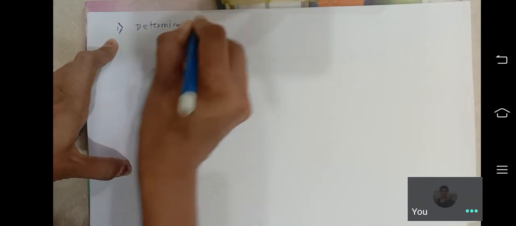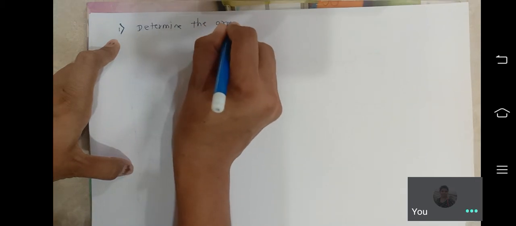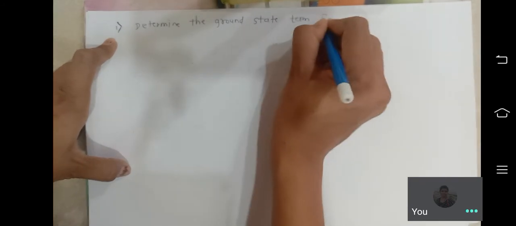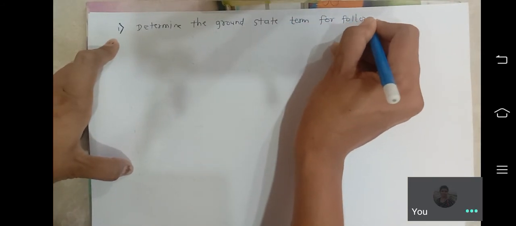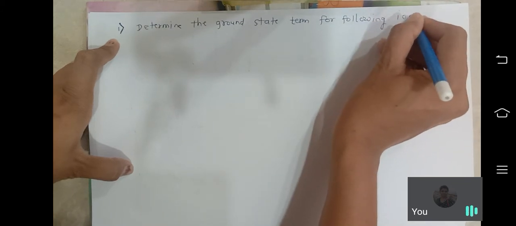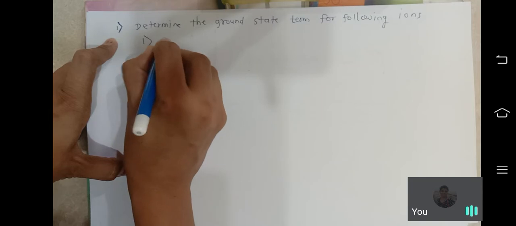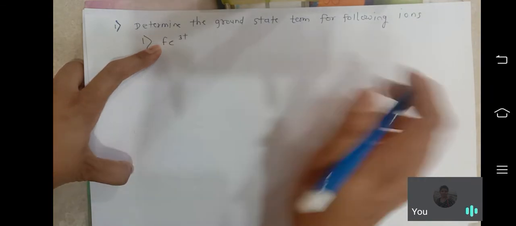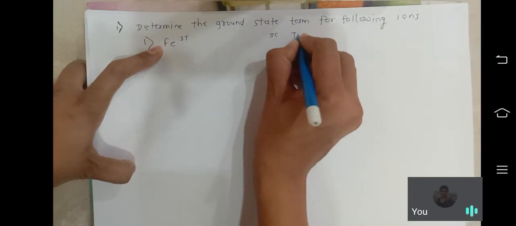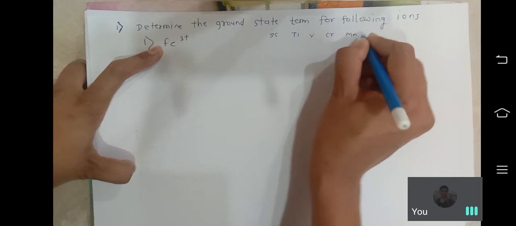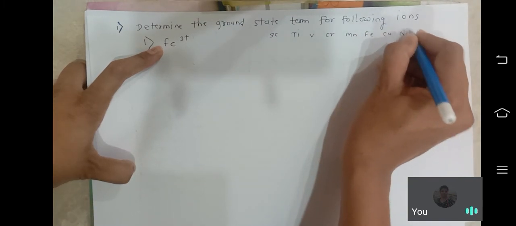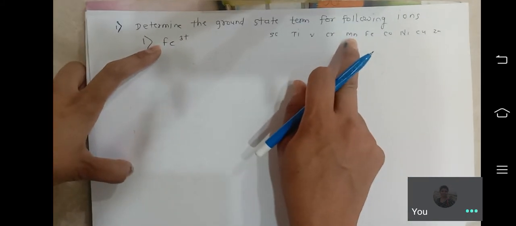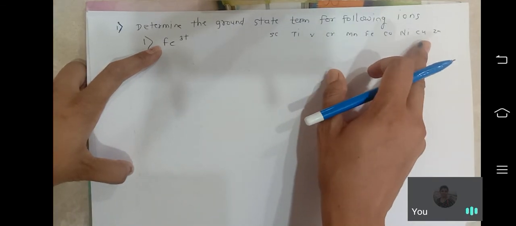Determine the ground state term for the following ions. Okay. First ion is Fe3+. Fe means what? Iron. What is the atomic number of Fe? You know the series Sc, Ti, V, Cr, Mn, Fe, Co, Ni, Cu, Zn. That means scandium, titanium, vanadium, chromium, manganese, iron, cobalt, nickel, copper, and zinc.